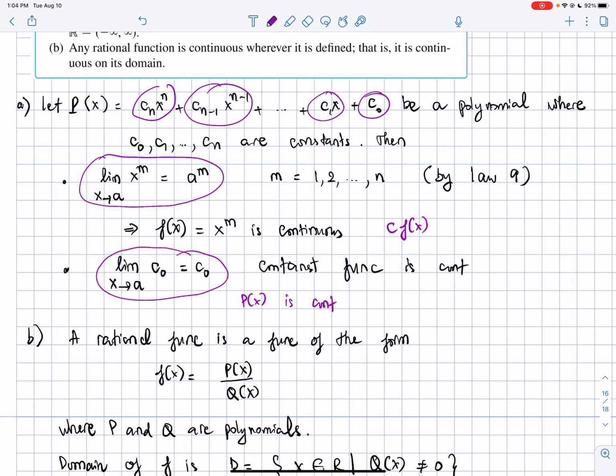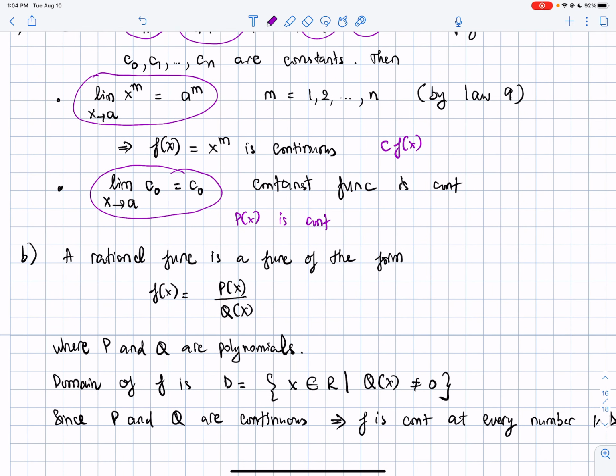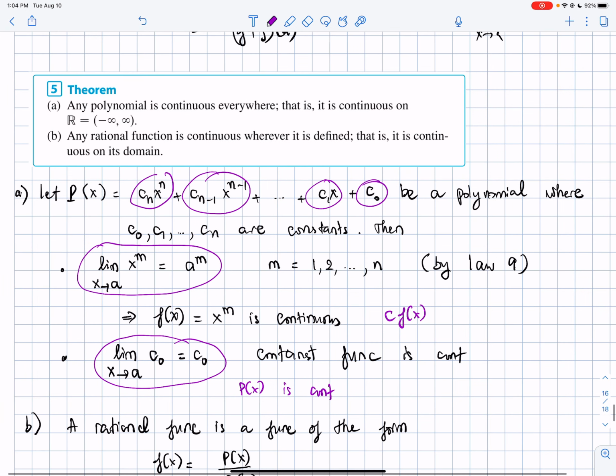In part B, a rational function is continuous everywhere whenever it is defined, that is, it is continuous on its domain. We have the rational function in the form of p of x over q of x, where p of x and q of x are polynomials. The domain of the function f is all real numbers except where the bottom q of x equals 0. Since p of x and q of x are polynomials, they are continuous. We got this from part A, because polynomials are continuous functions.